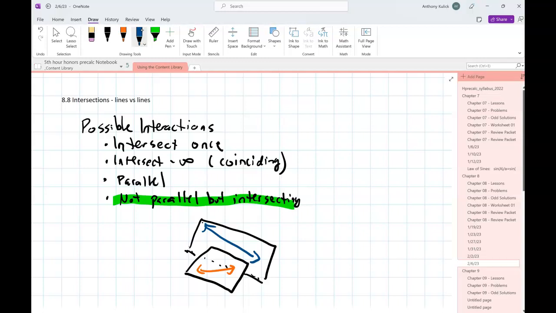Is that okay? Visually, you can kind of see what's going on here. So what we're going to be asking you to do in this chapter is I'm going to give you a pair of lines in the vector line equation form and ask you to determine what's going on. Are they intersecting, coinciding, parallel, or not parallel intersecting? And if they happen to be intersecting, what's the point of intersection?